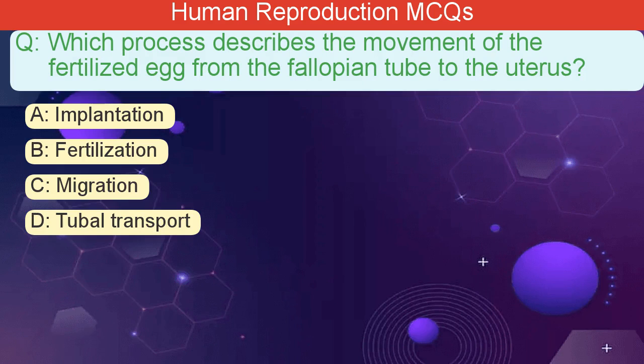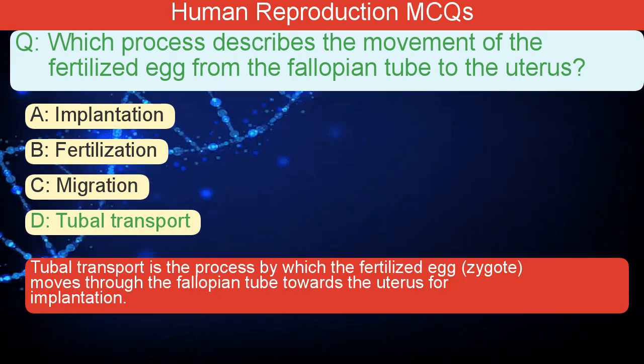Which process describes the movement of the fertilized egg from the fallopian tube to the uterus? A. Implantation. B. Fertilization. C. Migration. D. Tubal transport. The correct answer is D. Tubal transport is the process by which the fertilized egg, zygote, moves through the fallopian tube towards the uterus for implantation.